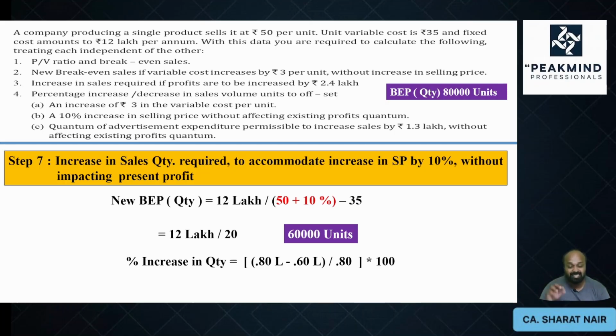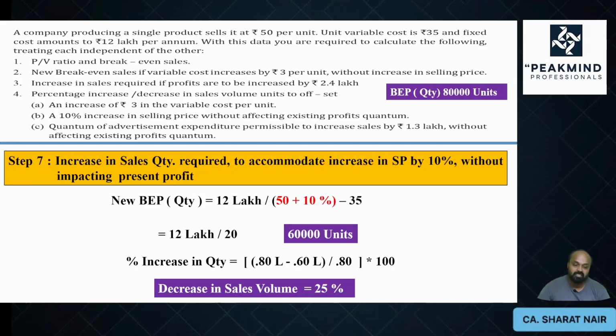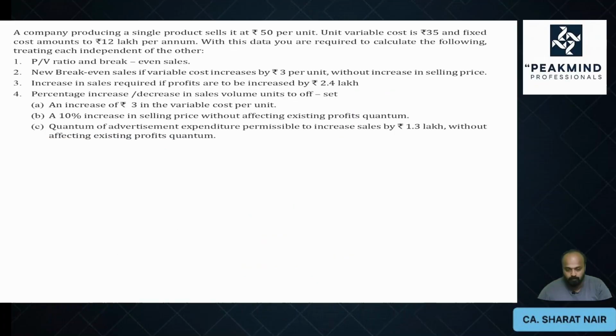So it has decreased. So 80,000 minus 60,000 divided by 80,000 into 100. So the decrease in sales volume is 25%. See, I have made a mistake there. I should have written percentage increase or decrease in quantity, but I forgot to write that. So the correct is decrease in the sales volume is 25%.